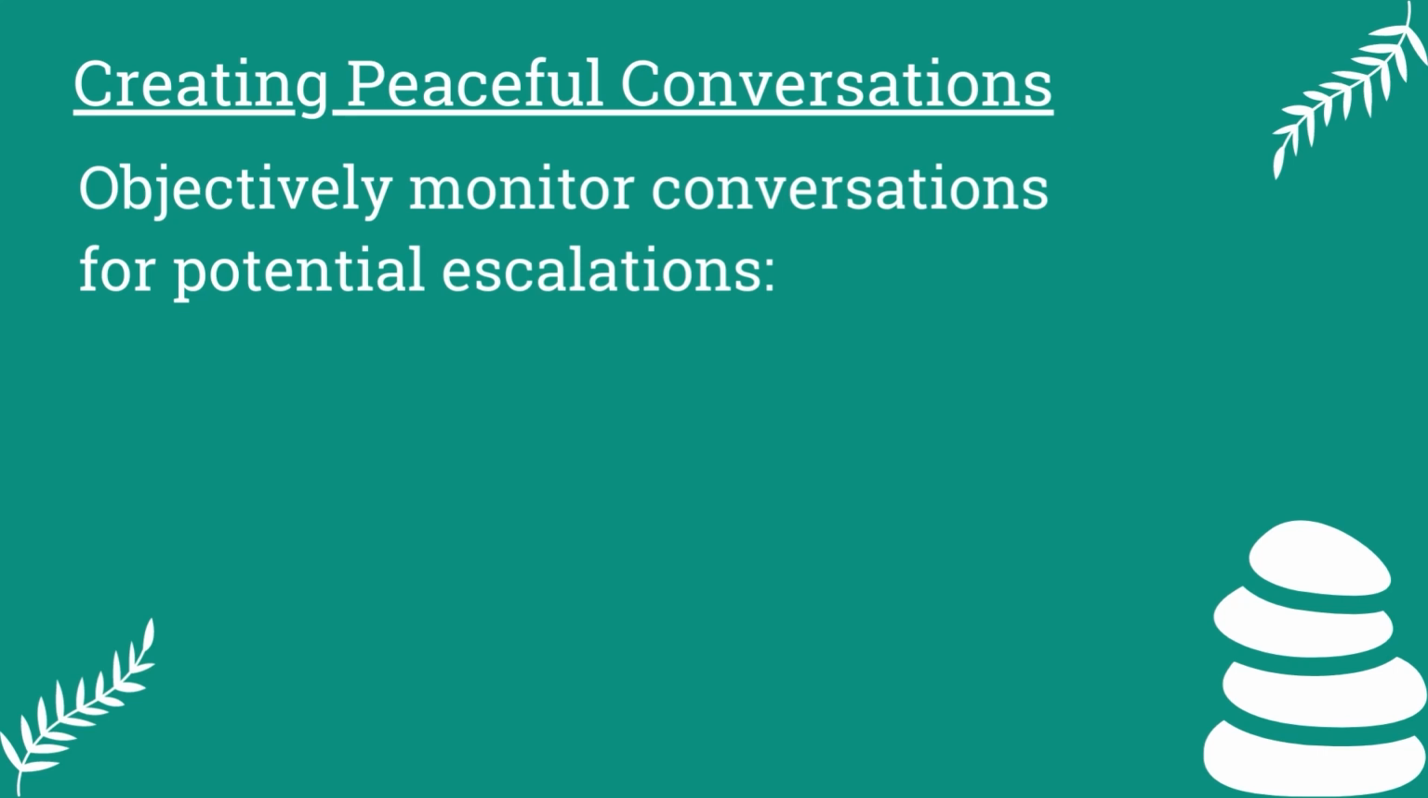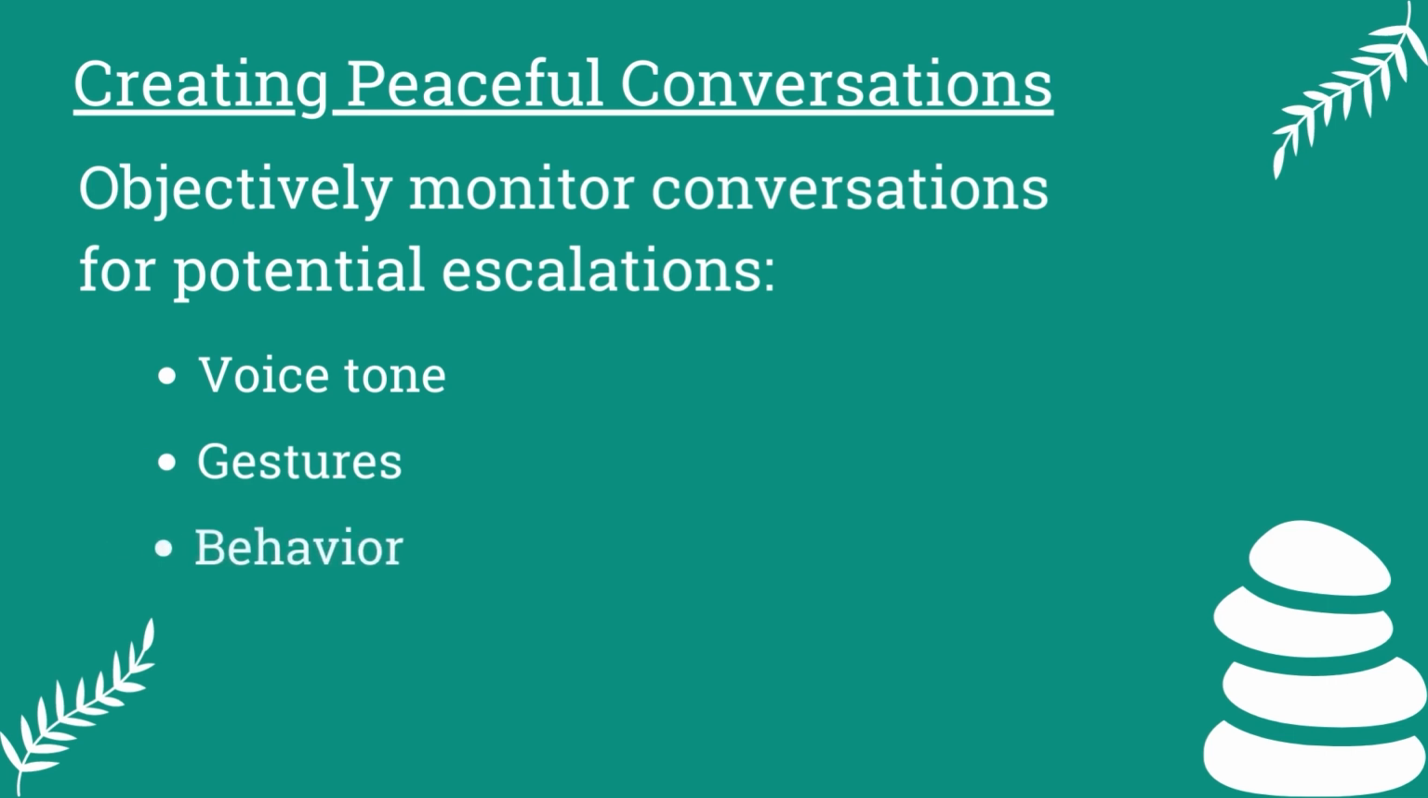Well, first, we'll want to objectively monitor our conversations for any escalating emotional activation, both in ourselves and in the person we're talking with. Start with yourself. Monitor your expression. What's your voice tone like? What are your gestures like? And your behavior like? And you're looking for any signs of agitation. If you find those signs, then you'll need to decide what to do next.